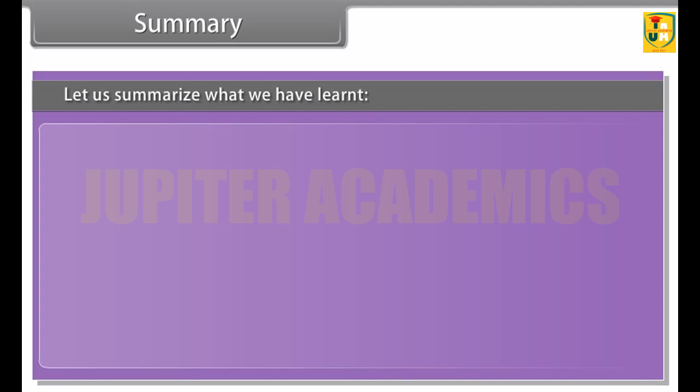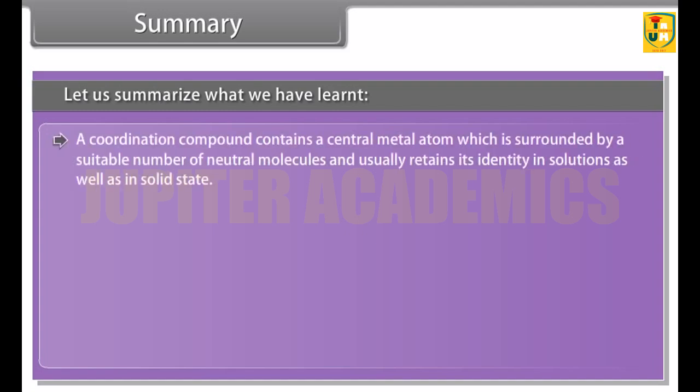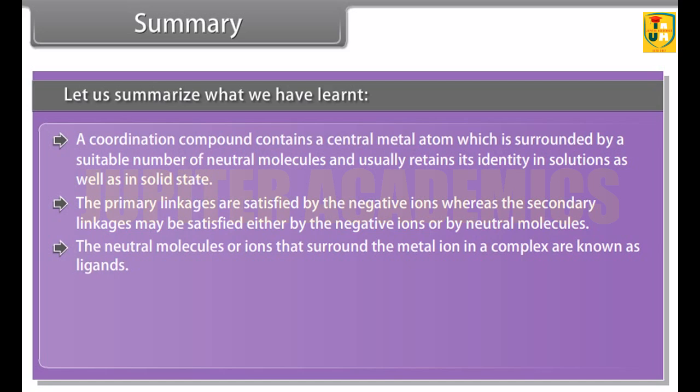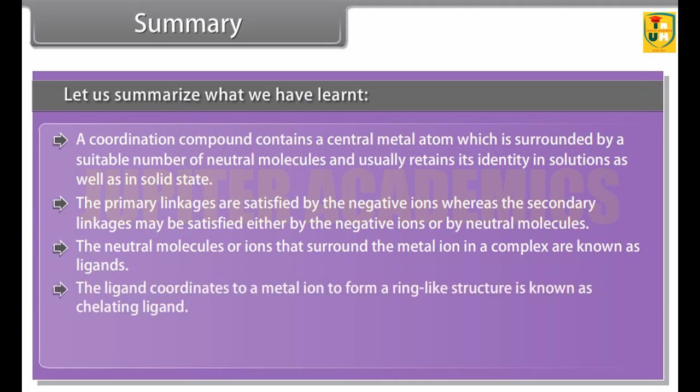Let us summarize what we have learned. A coordination compound contains a central metal atom which is surrounded by a suitable number of neutral molecules or ions and usually retains its identity in solutions as well as in the solid state. The primary linkages are satisfied by the negative ions, whereas the secondary linkages may be satisfied either by negative ions or by neutral molecules. The neutral molecules or ions that surround the metal ion in a complex are known as ligands. A ligand that coordinates to a metal ion to form a ring-like structure is known as a chelating ligand.